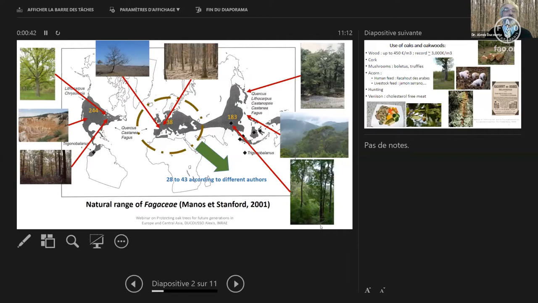We can see different photos of oak woods in the world. On the bottom left, we can see an oak forest in Pennsylvania, in the eastern part of the US. In the central photo, we can see a small bush in the American desert. It is an oak. And on the top, we can see Quercus alba in the Great Plains, where we have only isolated trees. In the central part, we can see two photos from Europe. On the left, it is Quercus pubescens on a calcareous plateau. On the right, it is a young population of sessile oak in France.